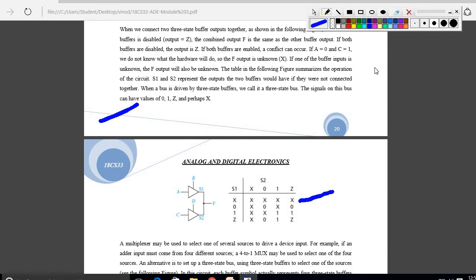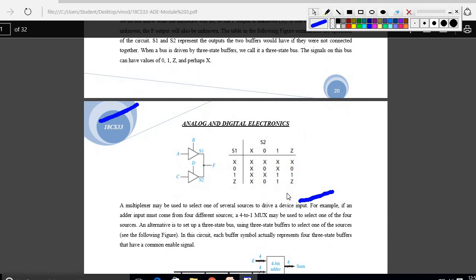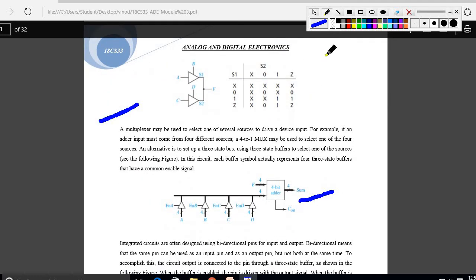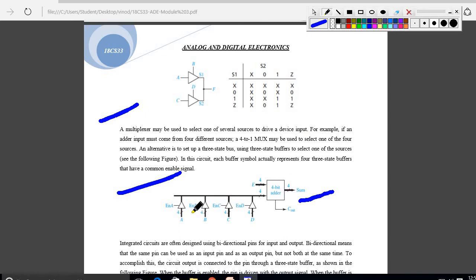Okay, so the next concept: multiplexers. Multiplexers may be used to select one of several sources. For example, if an adder input must come from 4 different sources, a 4:1 multiplexer may be used to select one of the 4 sources. The 4 sources are available here, so it will select only one out of the 4.